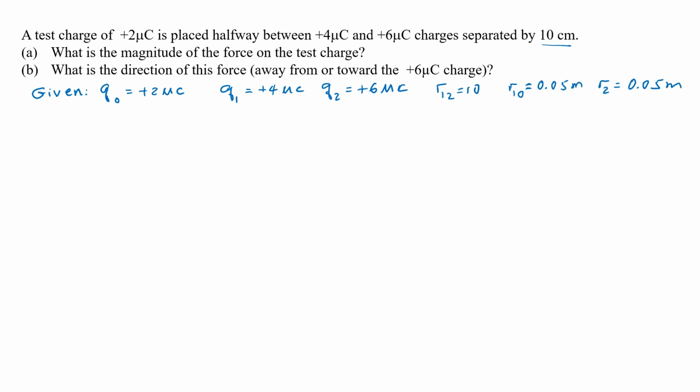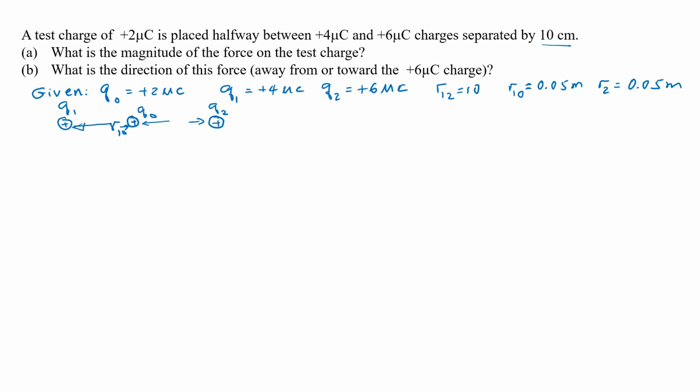Now, if we sketch the charges, if you have a test charge right here, which is Q0, it's placed between two charges. Let's call the one to the right Q2, and the one to the left Q1. It's arbitrary, you can exchange this. R1,0.